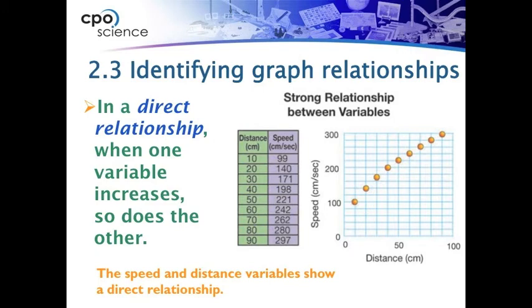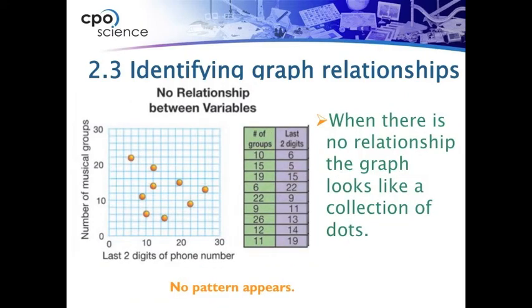Take the example at the side. You've got speed and distance. As distance is increasing, speed is also increasing. Now, if you were to plot out all of your data and find out that you've got just a mess of dots all over the place, we say that there's no relationship. So this example here, number of musical groups versus last two digits of a phone number, there's no relationship here. So we just would say it's no relationship. One does not affect the other in any means whatsoever.